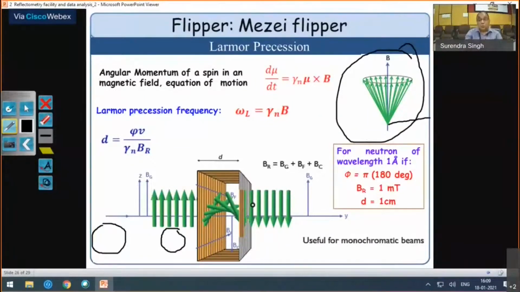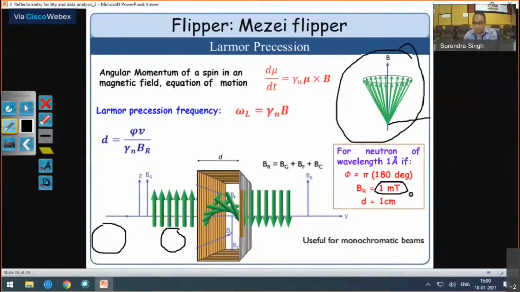So you should have a uniform magnetic field. That is the first criterion. If you have a non-uniform field, then you cannot precess it. And you can see the magnetic field for 1 centimeter distance is too small, 1 millitesla. So it is not difficult. This is used maximum in all the neutron reflectivity, and a flipping ratio of about 98%, 99% can be achieved by using just a single magnet. This is the easiest one.